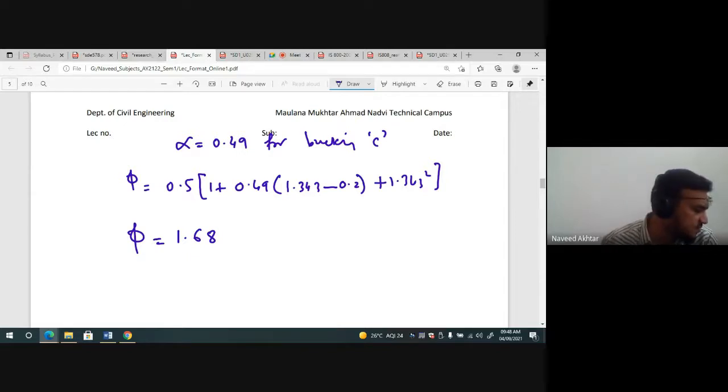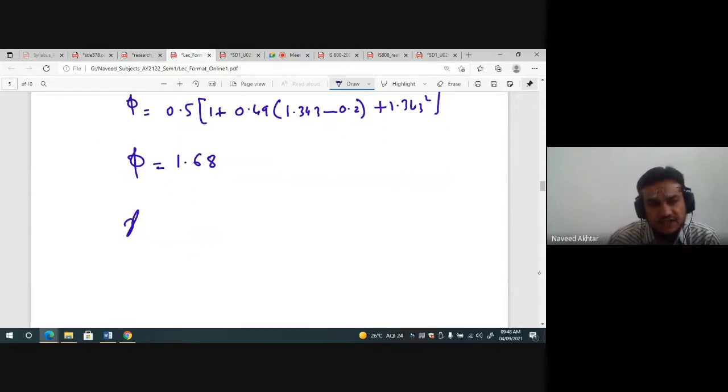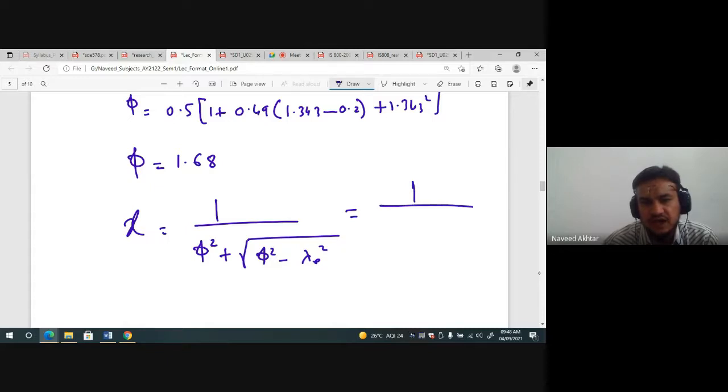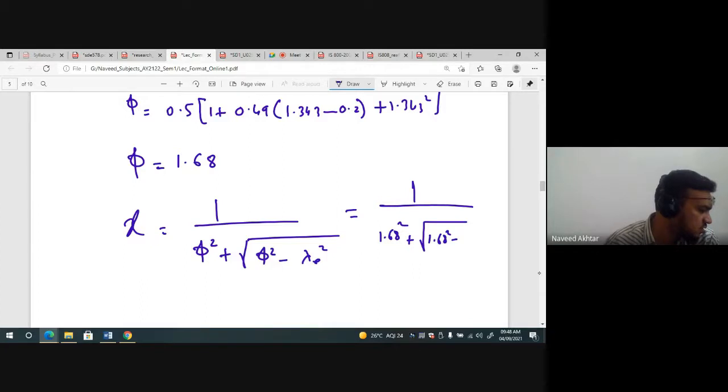Now, what is chi? Chi is the stress reduction factor. It is 1 upon phi plus under root of phi square minus lambda square. Okay, so this we can put in the formula. Phi is 1.68, phi square minus lambda square. Here it is not phi square, it is phi plus, okay, with lambda 1.34 square.